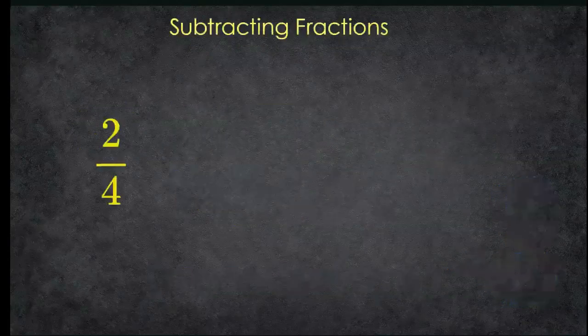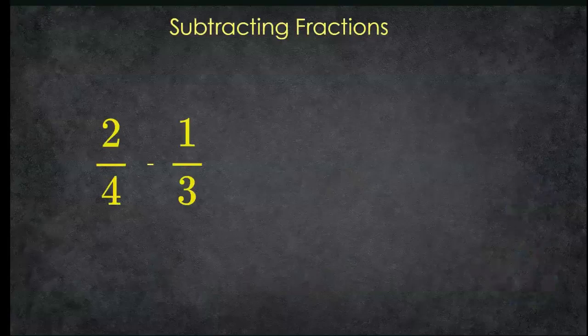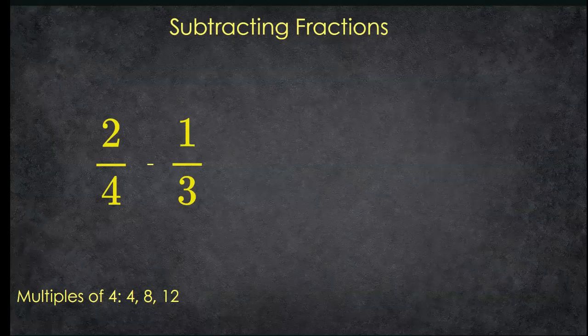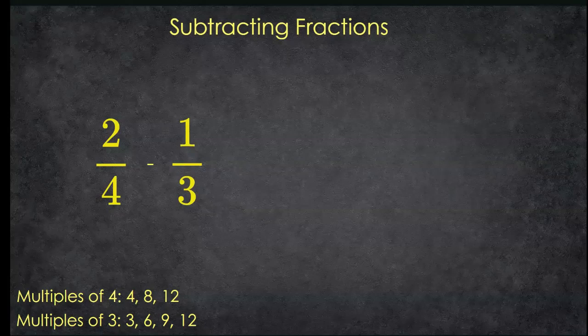So we have 2/4 minus 1/3, and we want to figure out what that equals. Well, I know I cannot add or subtract until they have a like denominator. So I'm going to be using my lowest common multiple strategy. I'm going to list out my 4s here: 4, 8, 12. And then I'm going to list out my 3s: 3, 6, 9, 12. And I'm going to look to see what multiple 4 and 3 share. I can see on my list, they both share 12. So I'm going to be converting 2/4 and 1/3 into 12ths.